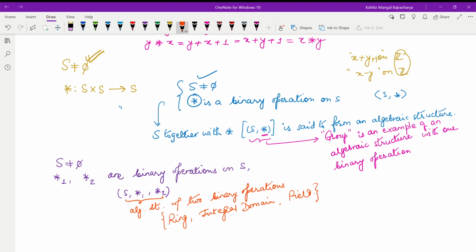They're going to make use of group homomorphisms and so on. So basically a non-empty set together with the required binary operations defined on it will form an algebraic structure.